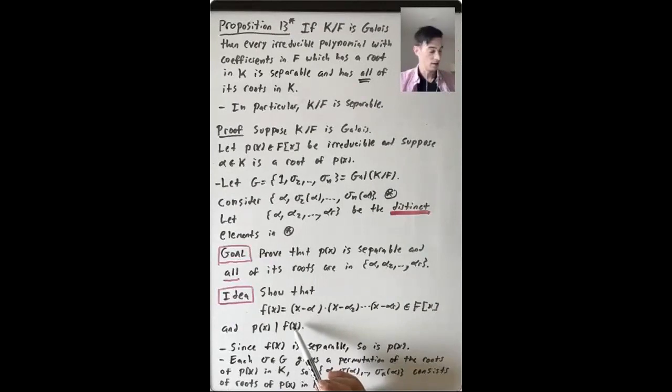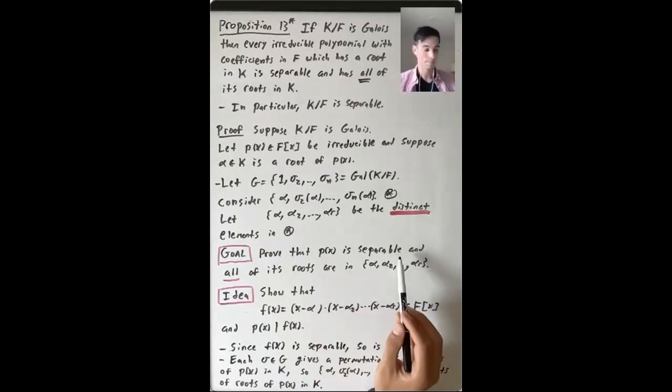All right, so this is the big piece of the proof. Why is this enough? So f of x has distinct roots in K. So if P of x divides f of x, then P of x can't have a repeated root, because then f of x would have to have a repeated root. So since f of x is separable, P of x is also separable. So if we show that P of x divides f of x, then we will have shown that P of x is separable.